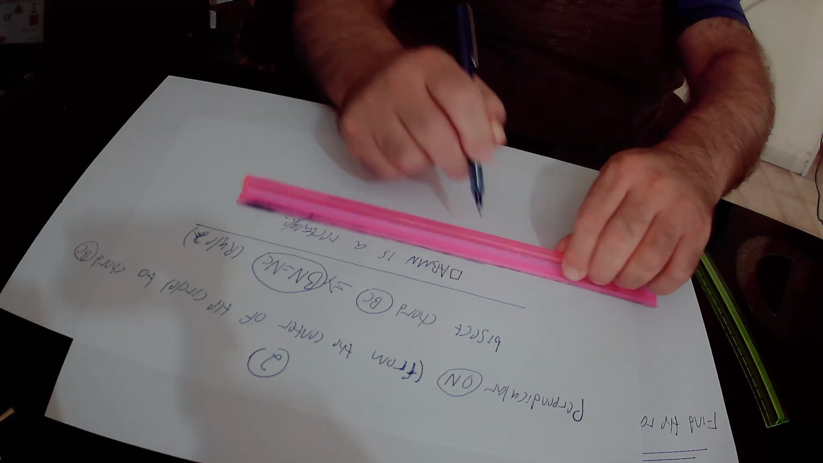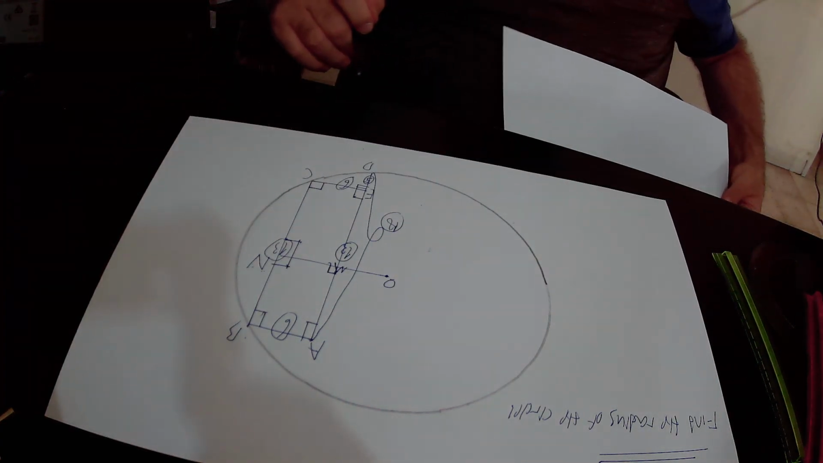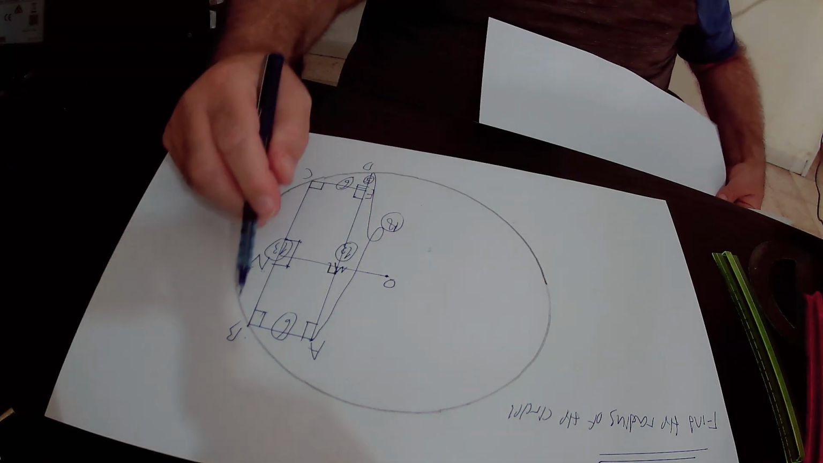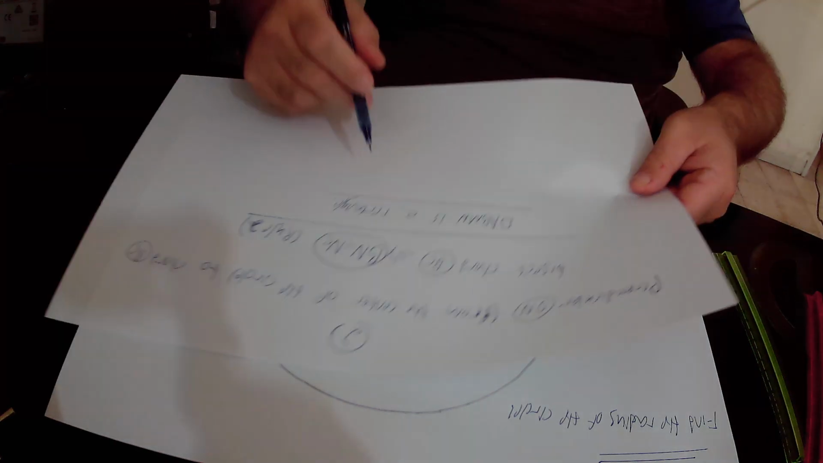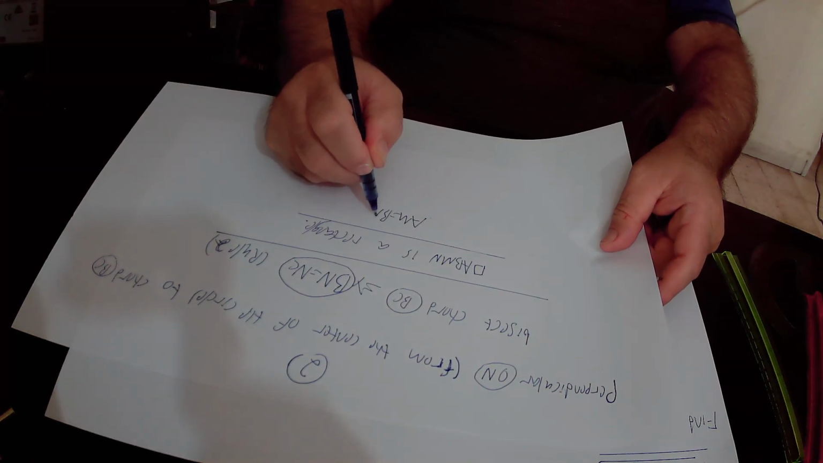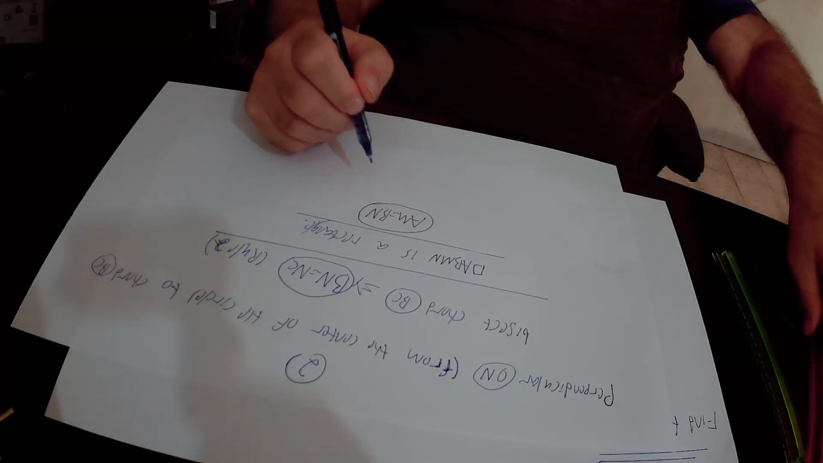But we also know that the opposite sides of a rectangle are equal to each other. That is to say, AM equals BN, according to the rule that the opposite sides of a rectangle are equal to each other.